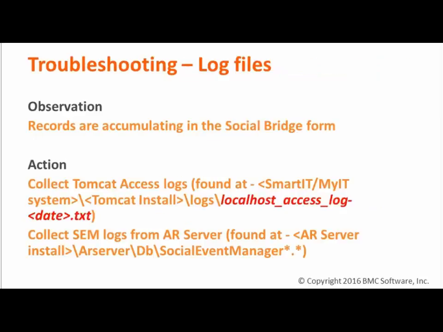The other part of it is log files. Now, these provide us a great help. The reason is there are two different logs to look at when records are accumulating on the social bridge form. The first is the Tomcat access logs. You can find them where Tomcat is installed for the SmartIT server. It's in the Tomcat logs, and the name is localhost access log. And it records per day.